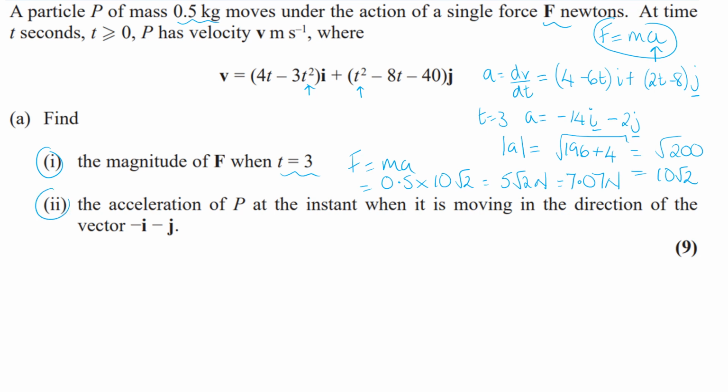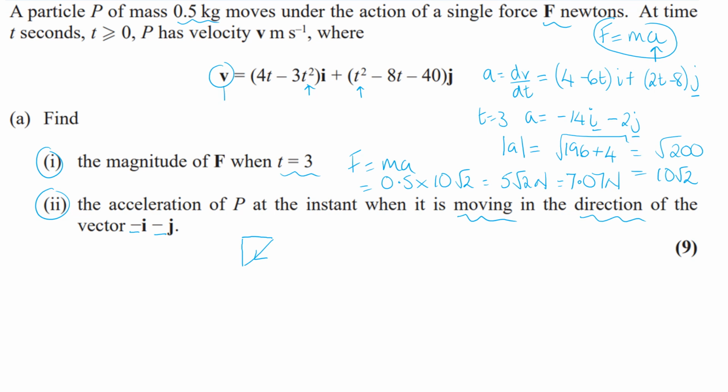That's part 1. Part 2, find the acceleration at the instant when it's moving in the direction of minus i minus j. So that's going to be in this direction. Now, even though we've gone minus i and minus j, the i and j components have to be the same. It doesn't matter that we've gone backwards and down, the i and j components have got to be the same. Now, when something is moving, you're looking at the velocity equation, because remember, velocity is the vector for speed, and it gives us the speed and the direction, and we're told here it's moving in the direction.